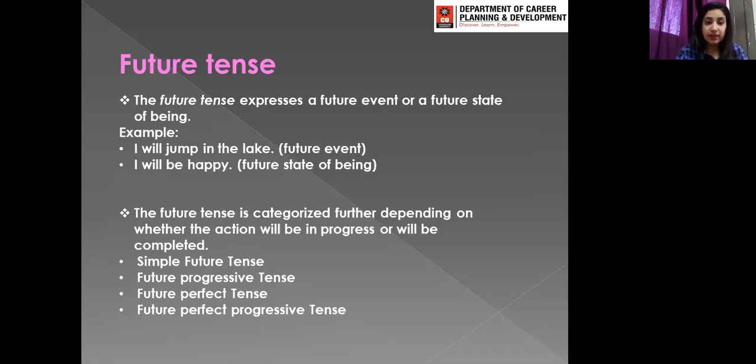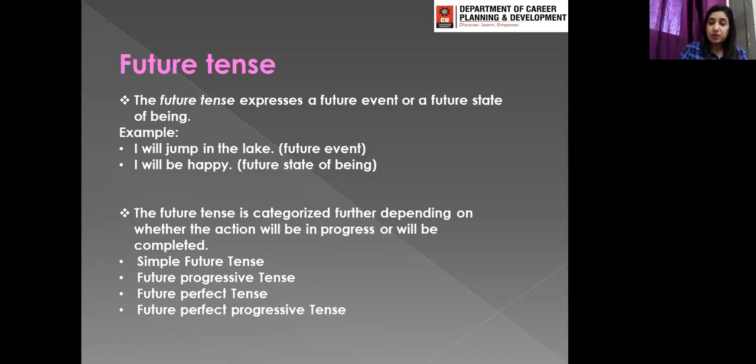For example, I will jump in the lake. This is a future event described by the sentence: he or she is going to jump in the lake. That is the future event the person is talking about. The next sentence is, I will be happy. This is a state of being, how I am going to be feeling. In the first example they are talking about a situation, but in this example they are talking about how that person is going to be feeling.